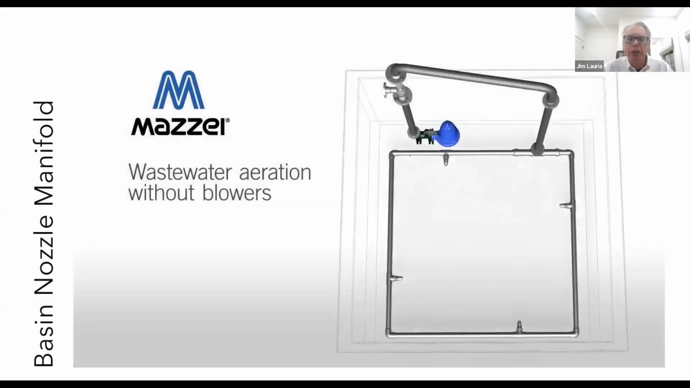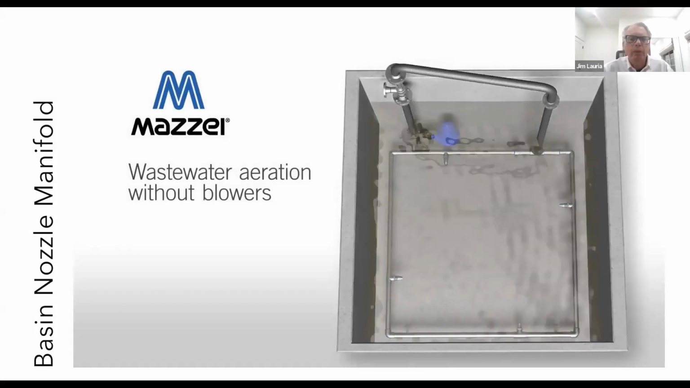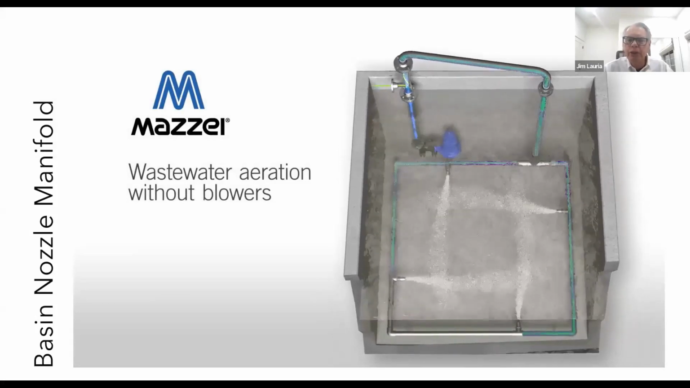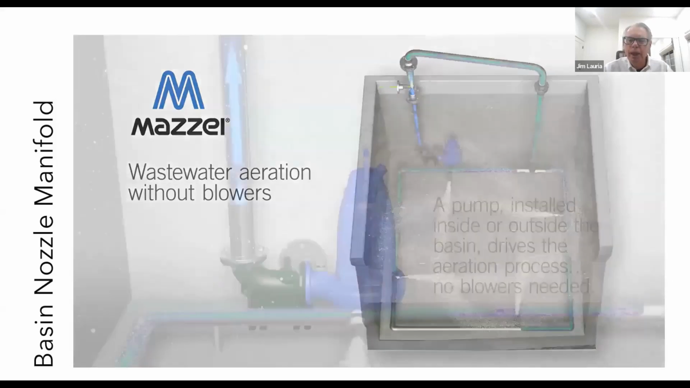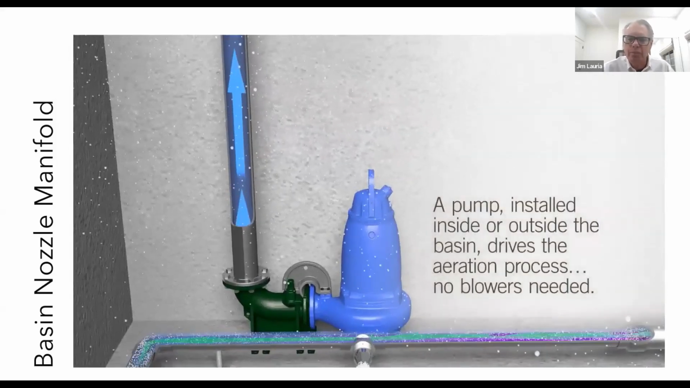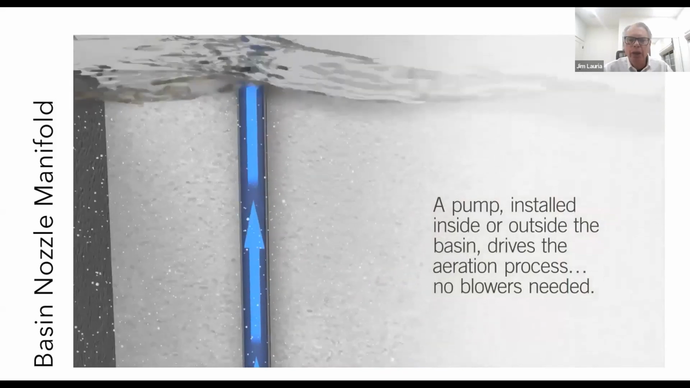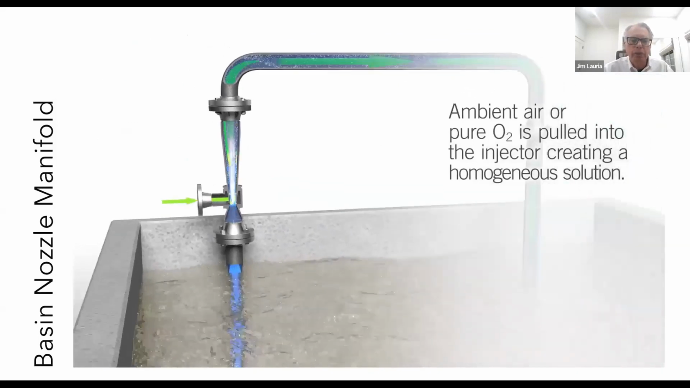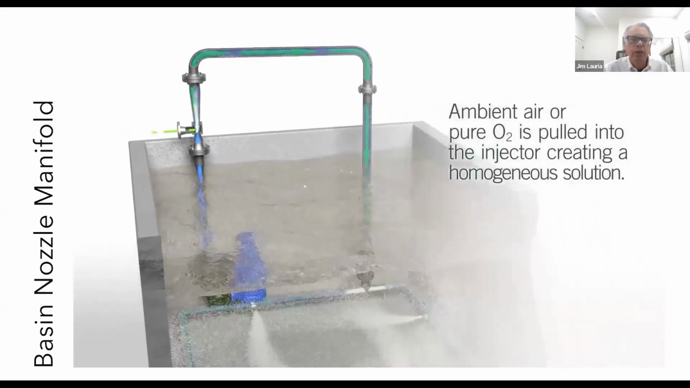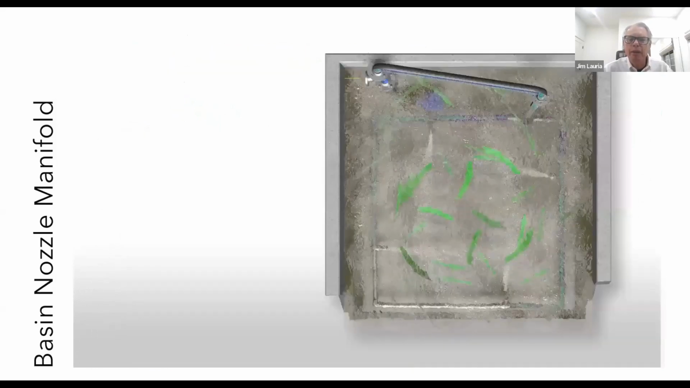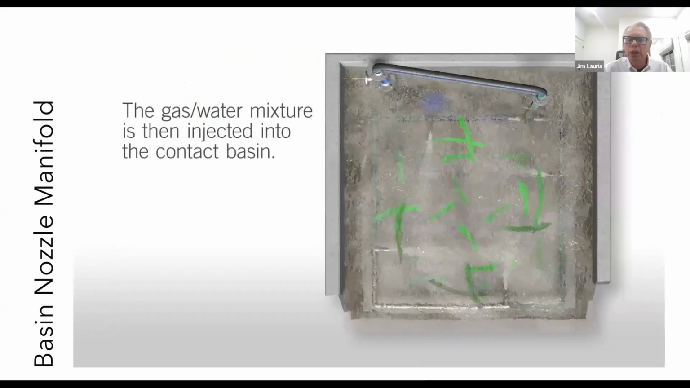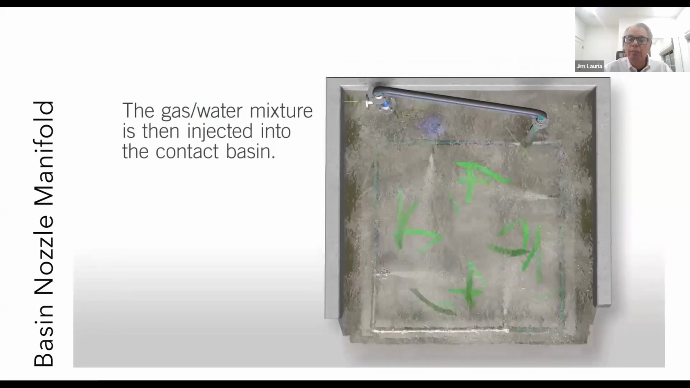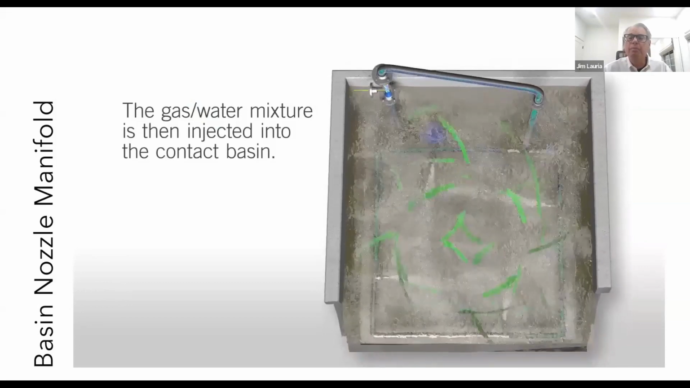So here's an animation of the wastewater aeration without blowers. And basically what you're doing is, again, you're using a pump, and this pump can either be in the basin or outside the basin. It doesn't really matter. You're flowing up through the venturi. Again, the venturi action is you need a pressure differential, but you're pulling in the gas through the venturi, mixing it, and then you're coming back around and you're using those specially designed nozzles, not only to mix back the water, but you can see the flow. And they create a good mixing pattern in the basin.